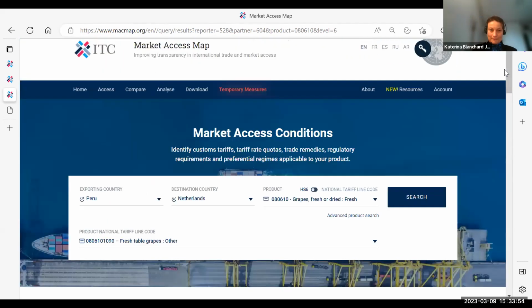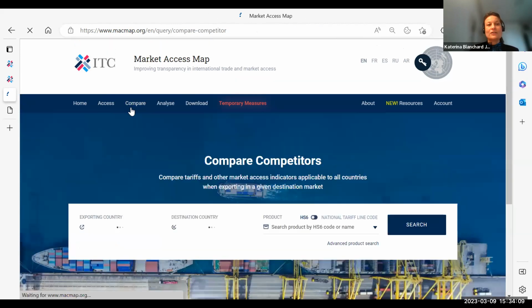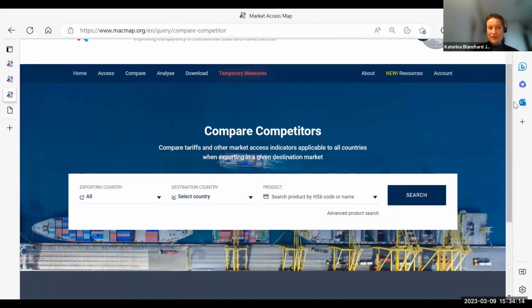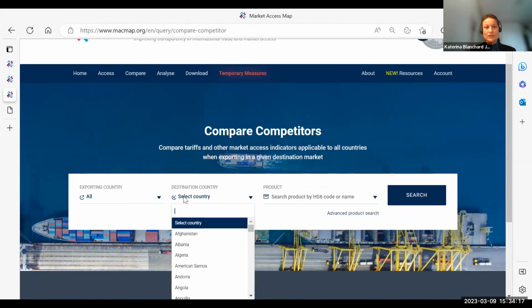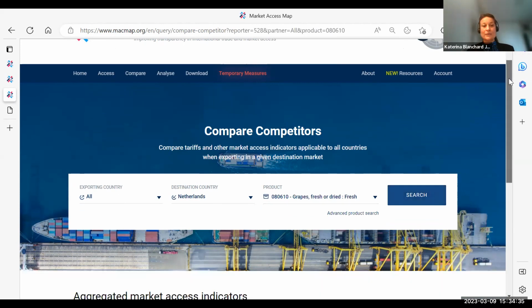So that is for the market access conditions. We can also compare. We know that the client of Maria is interested in the Netherlands, and he would like to know what his market access conditions are compared to the conditions of others. So here the destination country would be Netherlands. So we will use the compare competitors. Search products by 3.08061. And we can start comparing.